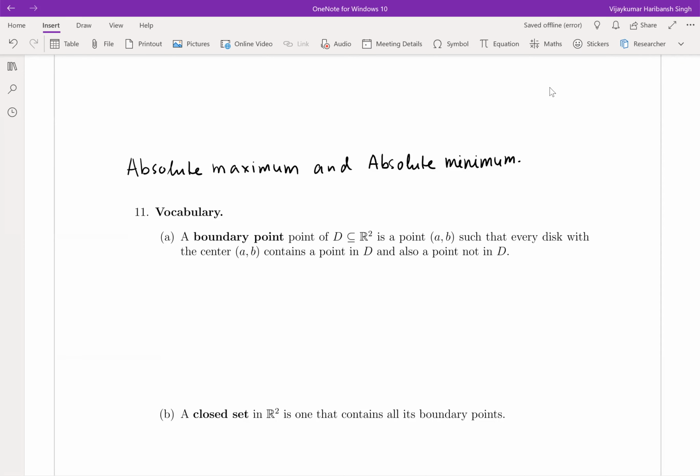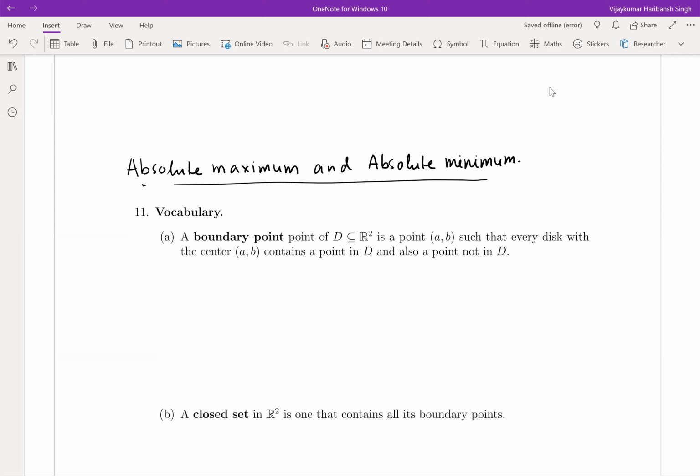Sometimes it's also called global maximum, global minimum, or sometimes we drop the adjective absolute. It is clear when you say maximum or minimum, you're talking about absolute maximum and absolute minimum. So the first question is, do the absolute maximum and minimum exist?